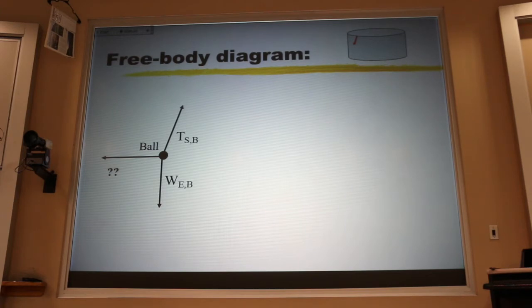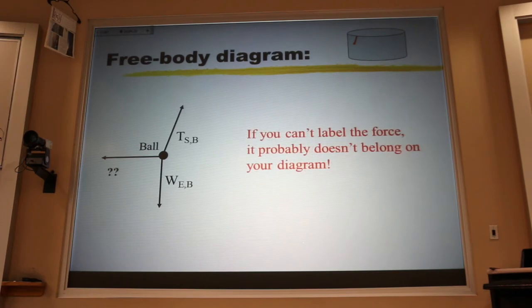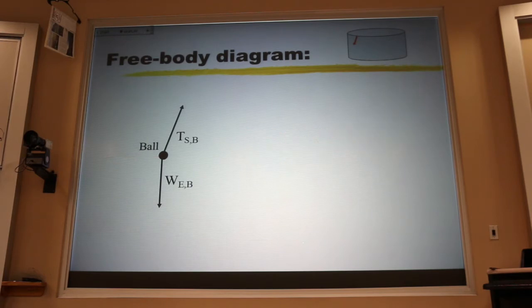Folks, if you find during the exam that you're having a hard time finding a boogeyman to blame that force on, then the force doesn't exist, okay? If you can't find a boogeyman to blame the force on, it doesn't exist. So that is the free body diagram. That is the free body diagram, okay?